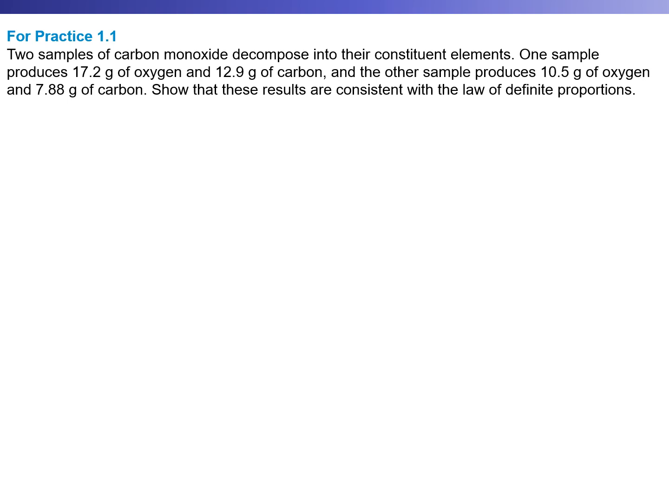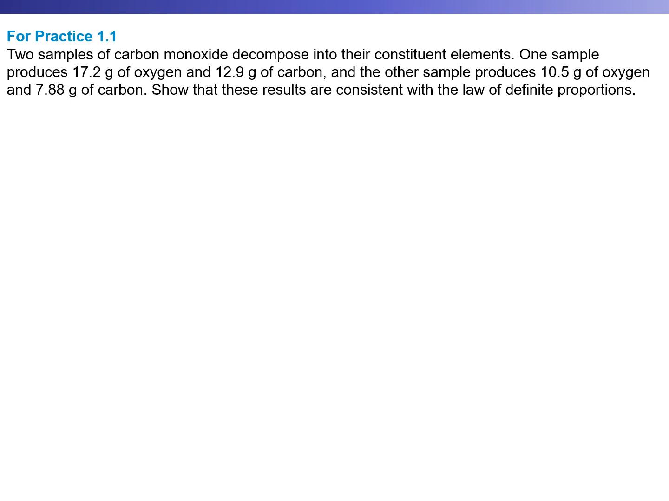In this first problem, we're given a sample of carbon monoxide, two samples, and we're going to decompose each of them and figure out if they're the same. In order to do that, we're going to follow the law of definite proportions. We have two samples of carbon monoxide. They get decomposed. One sample is going to produce 17.2 grams of oxygen and 12.9 grams of carbon, and the other is going to produce 10.5 grams of oxygen and 7.88 grams of carbon.